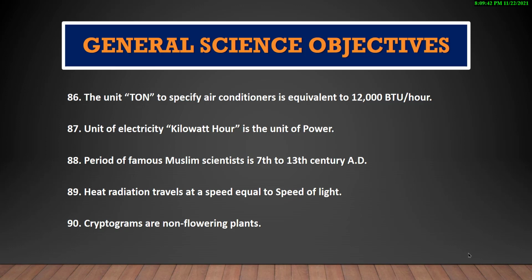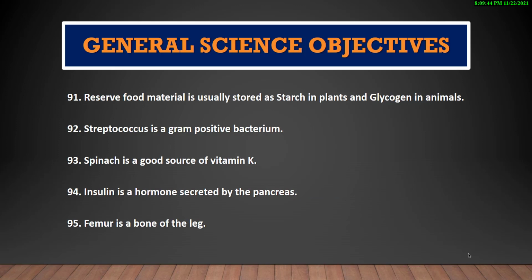Cryptogams are non-flowering plants. Reserve food material is usually stored as starch in plants and glycogen in animals. Streptococcus is a gram-positive bacterium. Spinach is a good source of vitamin K. Insulin is a hormone secreted by the pancreas. Femur is a bone of the leg.